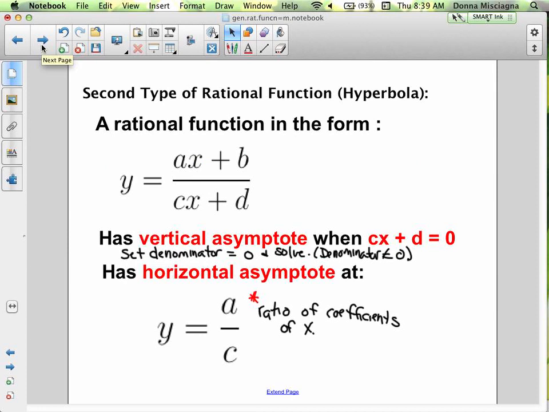All right, so our second type of rational function still creates a hyperbola, still creates that same shape that we're used to with the rational functions. We're going to have y equals ax plus b over cx plus d. Has vertical asymptotes when cx plus d equals 0. So we're going to set our denominator equal to 0 and solve, right, because our denominator can't be equal to 0. And it has a horizontal asymptote at what's called a over c. It's the ratio of the coefficients of x. If this isn't in your notes, add that to your notes, which you may have done yesterday.